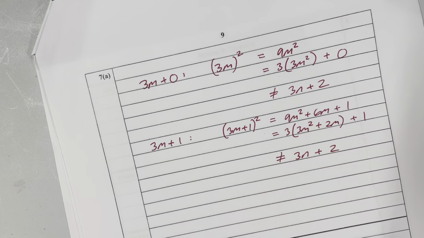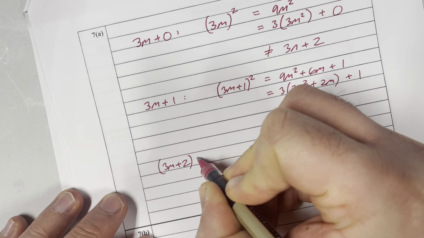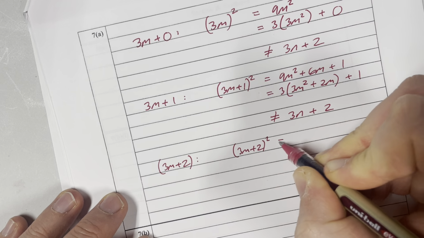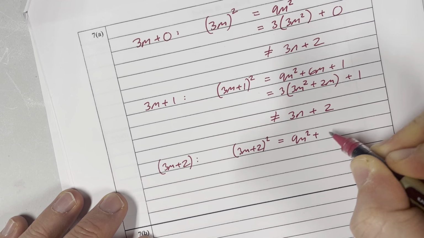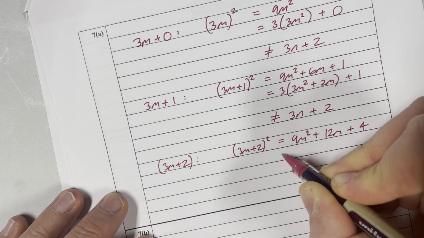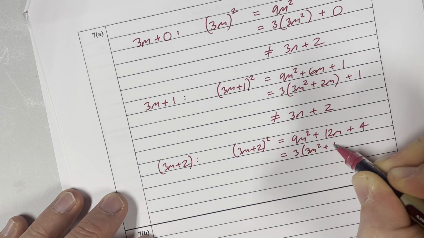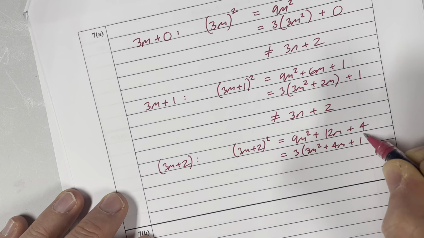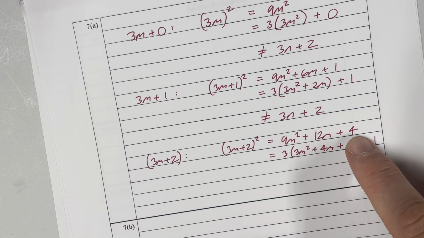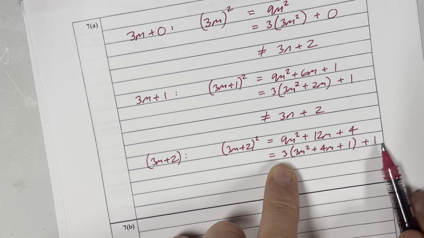Okay, and finally 3m plus 2. And if I take that number and square it, I'm going to get 9m squared plus 6m twice, which is 12m plus 4. And I'm going to write that as 3 into 3m squared plus 4m plus 1, plus 1. So of the 4 here, I've put 3 of them into the bracket, just to emphasise that this is 3 times an integer plus 1.